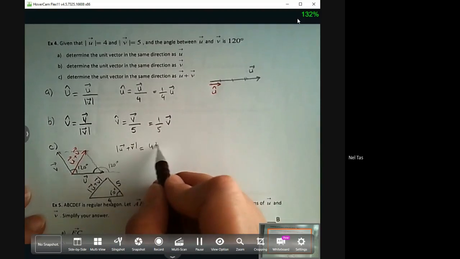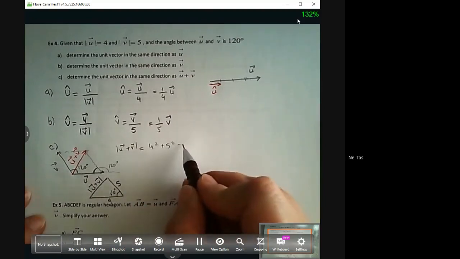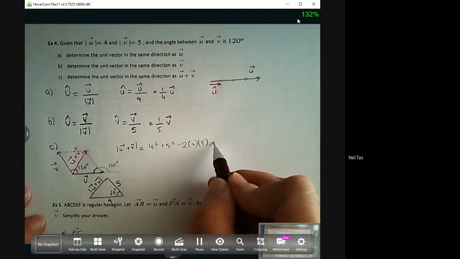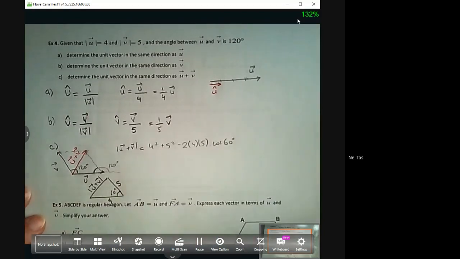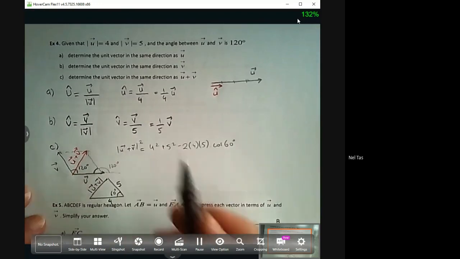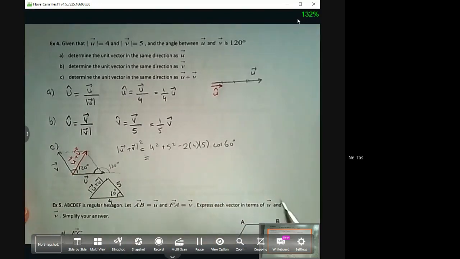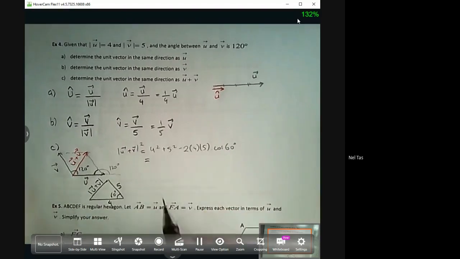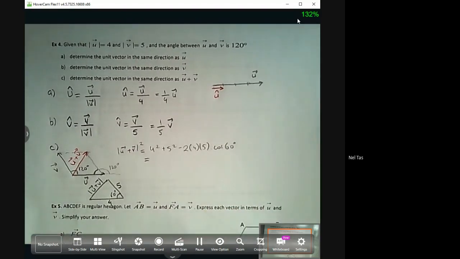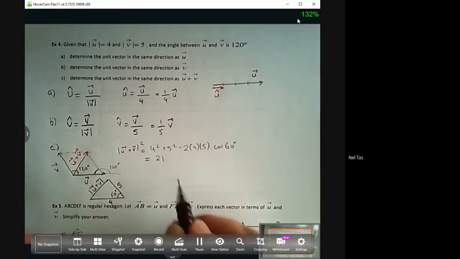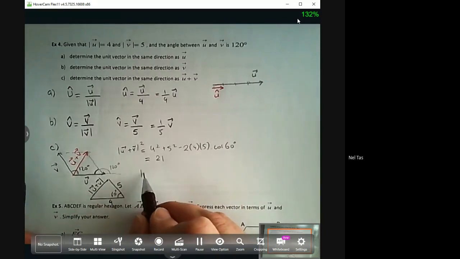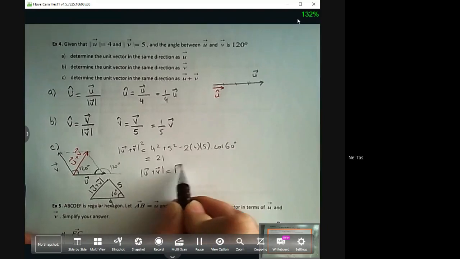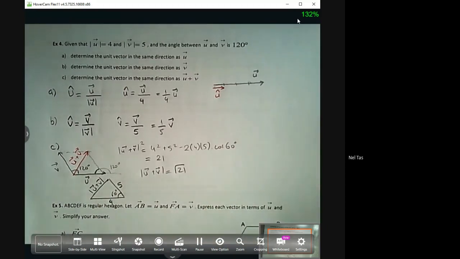So we do 4 squared plus 5 squared minus 2 times 4 times 5 times cosine 60. Oops, that is squared. Okay, so then we get 4 squared plus 5 squared minus 2 times 4 times 5 times cosine 60, 21. So magnitude of U plus V is square root of 21. So I'm going to keep it as exact.